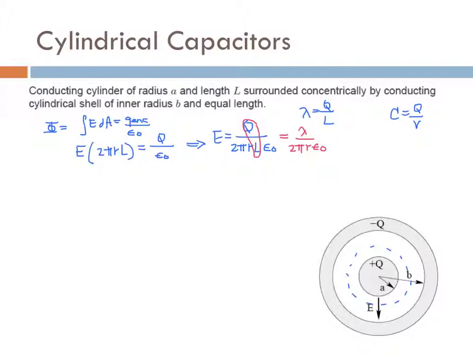Okay, so now I'm going to solve for my potential, which is the negative integral of my electric field with respect to r. Plug this in for my electric field, and take out my constants.